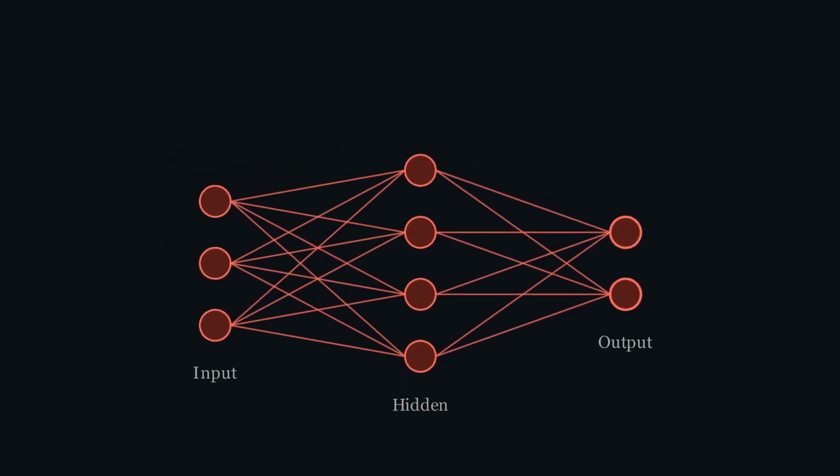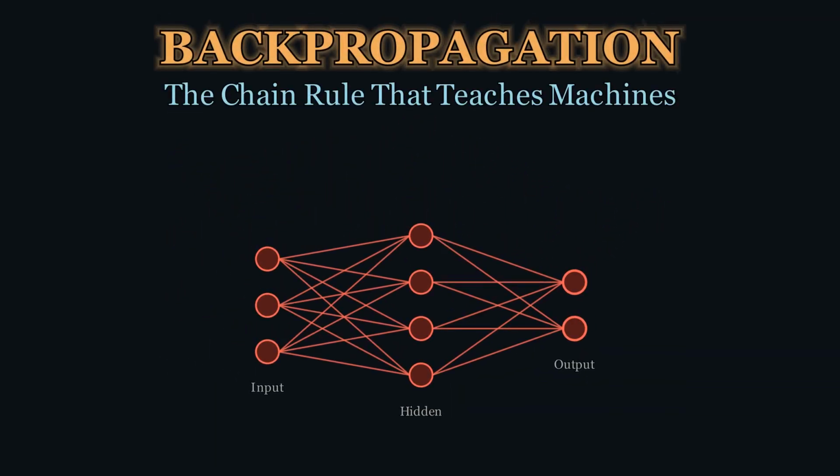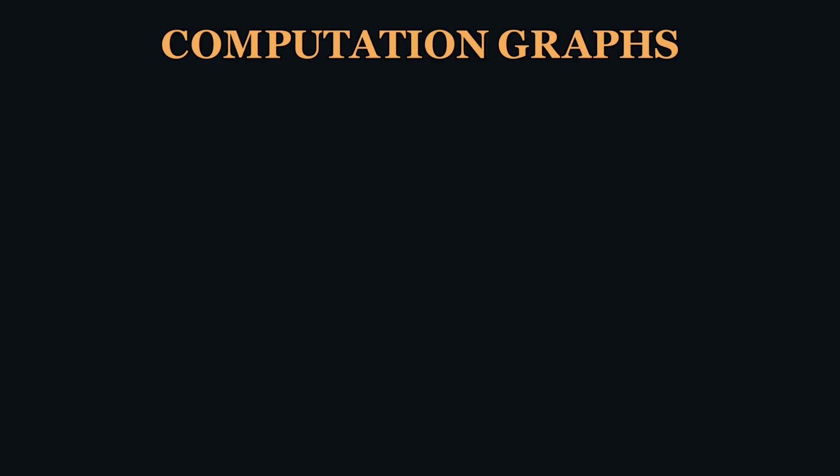The algorithm that makes this possible is called backpropagation, and it is nothing more than calculus's chain rule, organized in the most ingenious way. Before we can understand backpropagation, we need one key idea: the computation graph. Every calculation inside a neural network can be broken down into a graph of tiny, simple operations. Let's start with the simplest possible example.